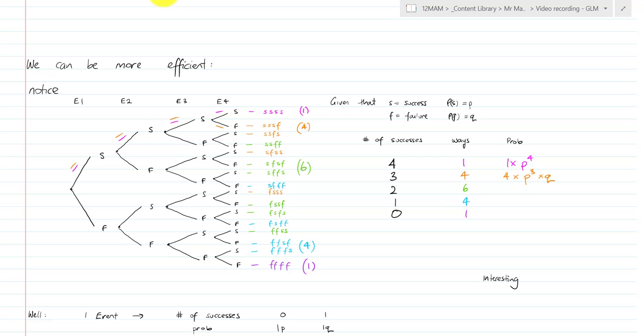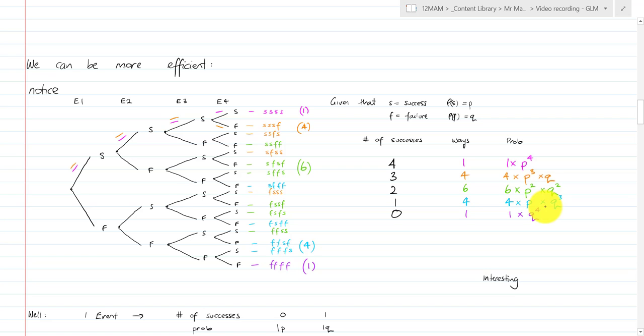And then in green, the probability of 2 successes, there are 6 ways of doing it. P squared for the 2 successes and Q squared for the 2 failures. And then we have light blue, the probability of 1 success, 4 ways of doing it. P to the power of 1, which is just P, times Q cubed, because we have 3 failures. And then lastly, there is 1 way of getting no successes, and we just multiply that by 4 failures, so Q to the power of 4.